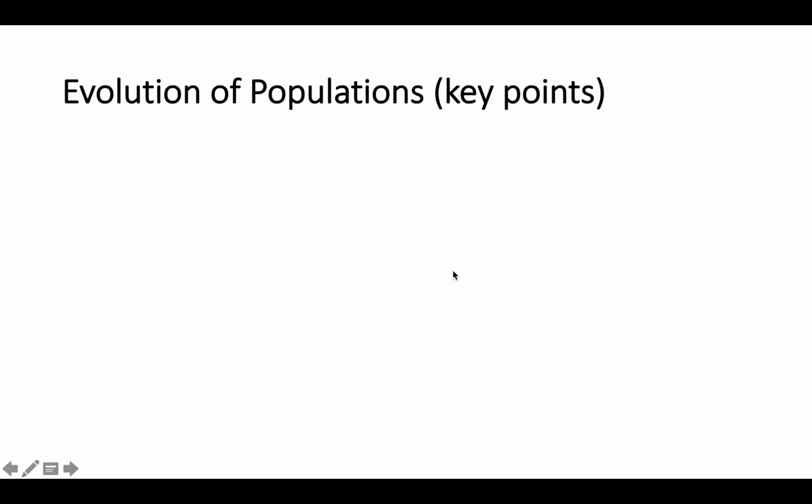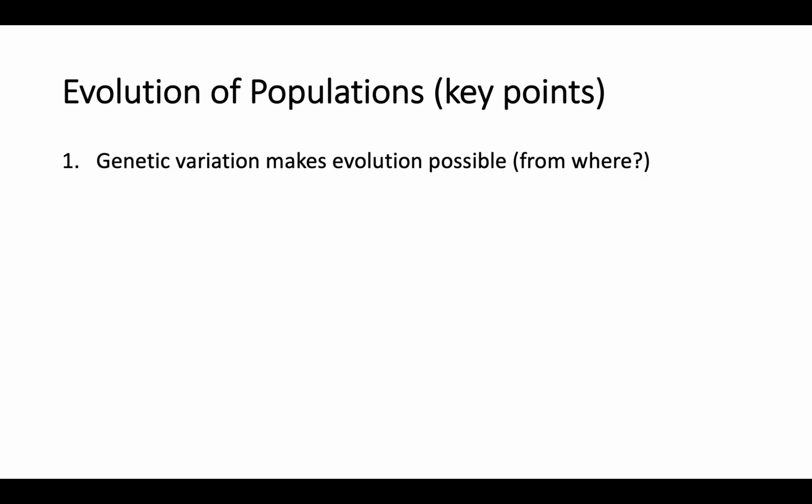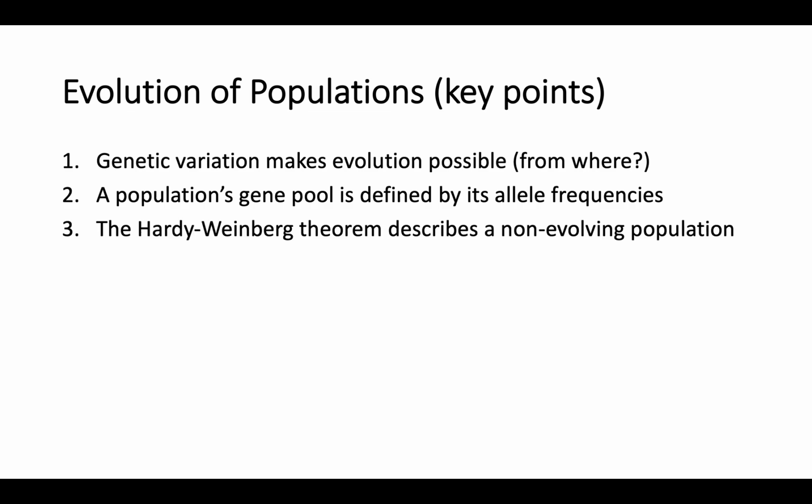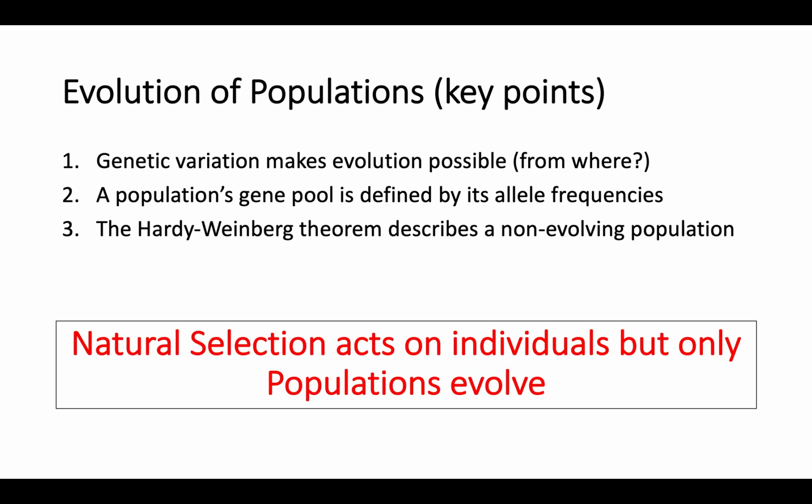Okay, quick review for population evolution. Remember that genetic variation is what makes evolution possible, and that comes from random mutations in the DNA. A population's gene pool is defined by its allele frequencies, meaning how many dominant and how many recessive alleles in the entire population. Hardy-Weinberg describes a non-evolving population, and remember, natural selection acts on individuals because individuals have random mutations that give adaptations that allow organisms to survive and have babies more effectively, but only populations evolve.